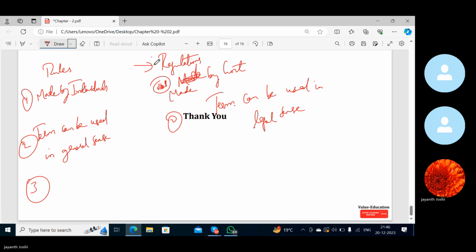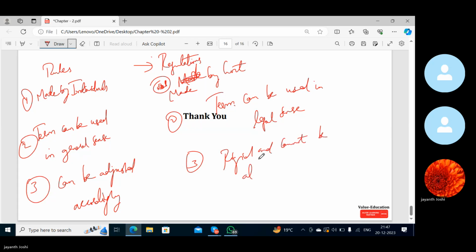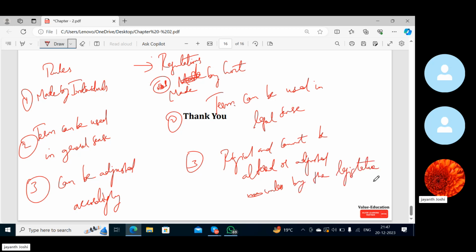Rules can be adjusted accordingly. Regulations are very rigid actually, and cannot be altered or adjusted unless by the legislature.